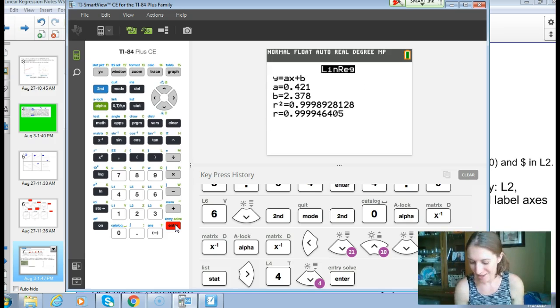Okay, so here's all the information we wanted. It says y equals ax plus b is the form. And then it says a is 0.421, b is 2.378, and then r squared and r are your correlation coefficient values. So you want the r, the very last one here that says 0.9999. So that is a good, strong, positive correlation. I don't know what they wanted from here.